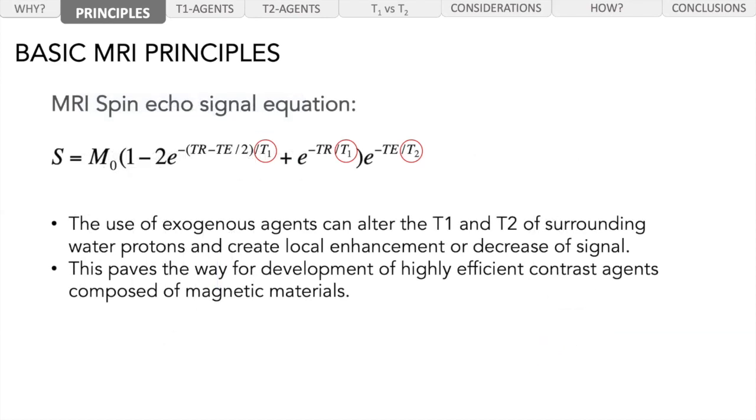Now, I'm skipping many steps here in the interest of time, but one could apply the Bloch equations, solve them, and reach expressions such as this one, the spin echo signal equation. As you can see there, this would be the signal that you would have in an MRI image, proportional to the magnetization, but heavily weighted, or it can be heavily manipulated, depending on the T1 and T2 times. So if one uses an exogenous agent that can alter these T1 and T2 relaxation times, then one could indeed promote local hyperintensity or loss of signal. And this is really what paves the way for the development of highly efficient contrast agents.